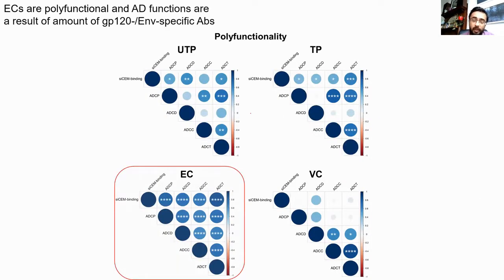No single antibody-dependent function could distinguish elite controllers from others. But when we performed a correlation matrix, we observed that elite controllers had a polyfunctional antibody response that was not observed in any other subject group. So it was not just one function, but a plethora of functions, an arsenal of functions at the disposal of elite controllers, that could distinguish them from other study groups.